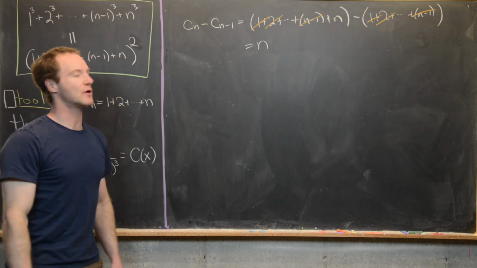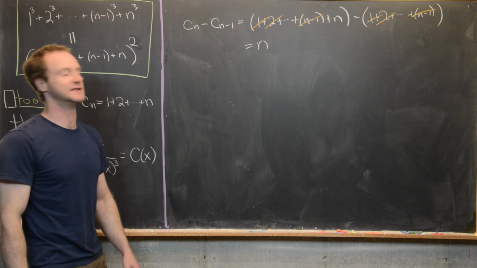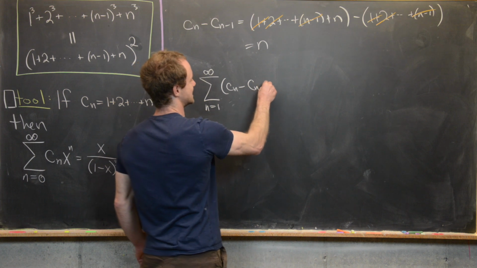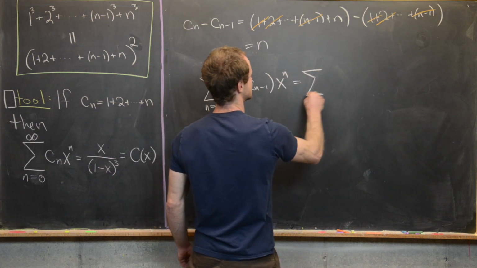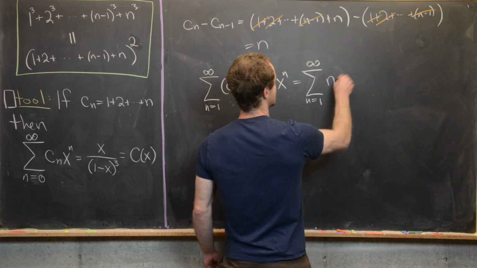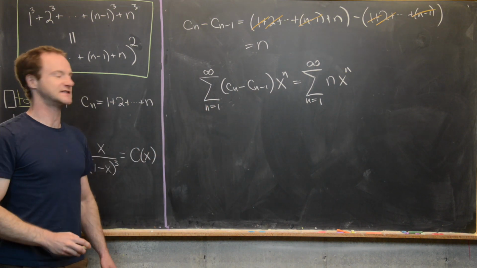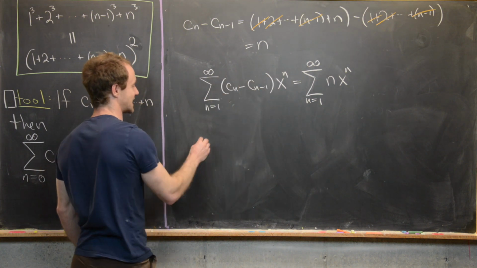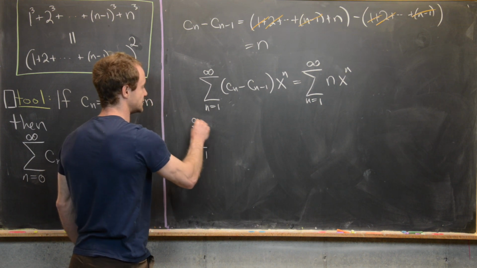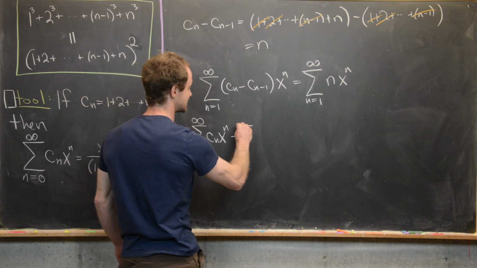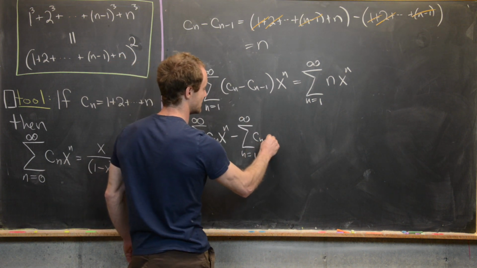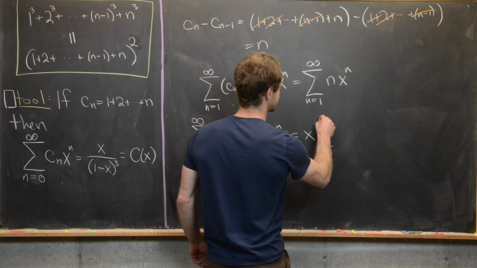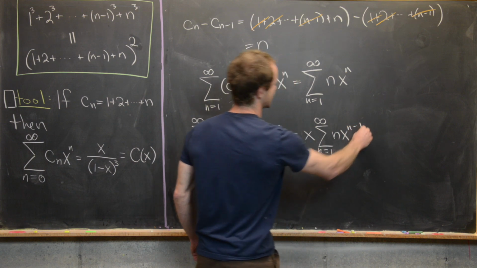The next thing that I'll do is I'll multiply both sides of this equation by x^n, and then I'll sum over all positive values of n. So that's going to give me the sum, as n goes from 1 to infinity, of C_n times x^n minus C_(n-1) times x^n is the same thing as the sum as n goes from 1 to infinity of n times x^n. Now we want to rewrite both sides of this equation just very slightly. So I'm going to expand this sum into two pieces by distributing this x^n through. That's going to give me the sum n equals 1 to infinity of C_n x^n minus the sum n equals 1 to infinity of C_(n-1) x^n. And then on the right side, I'm going to factor an x out and rewrite this as x times the sum n goes from 1 to infinity of n times x^(n-1).